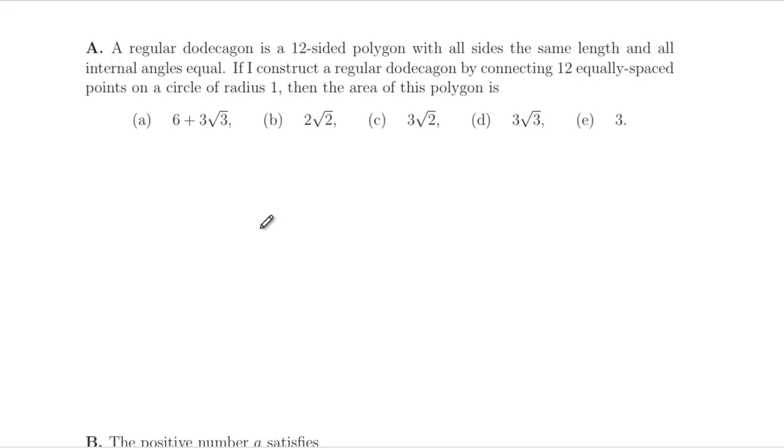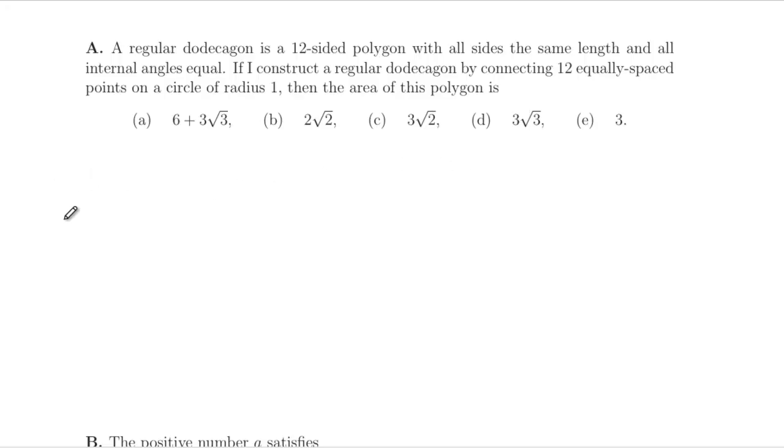A regular dodecagon is a 12-sided polygon, all sides the same length, all internal angles equal. If I construct a regular dodecagon by connecting 12 equally spaced points on a circle of radius 1, then the area of that polygon is what?